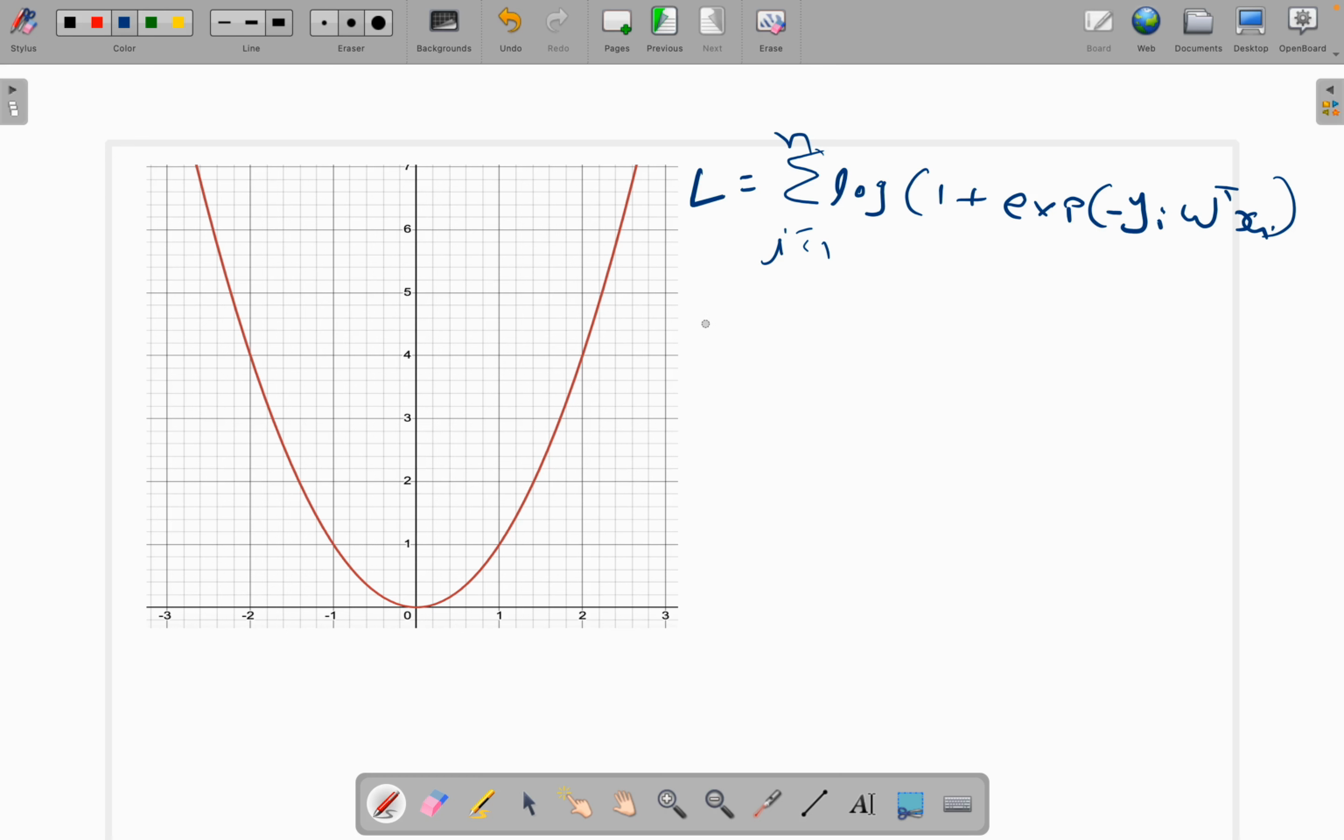Here we are not using dy by dx, but we will use dl by dw, because we need to find the best w which can minimize this loss function. This will basically tell how much the loss will change according to w, right? Okay, so it makes sense. Let's understand how gradient descent is working.